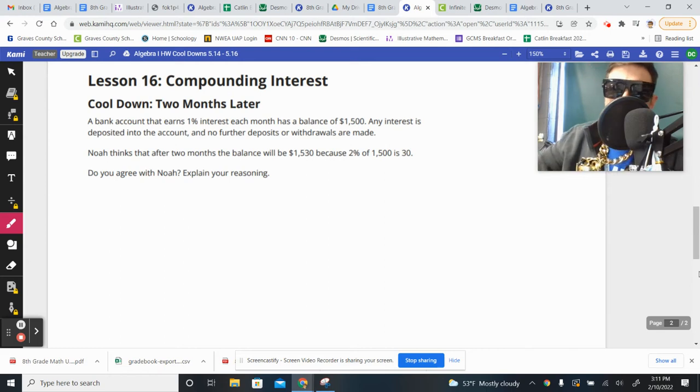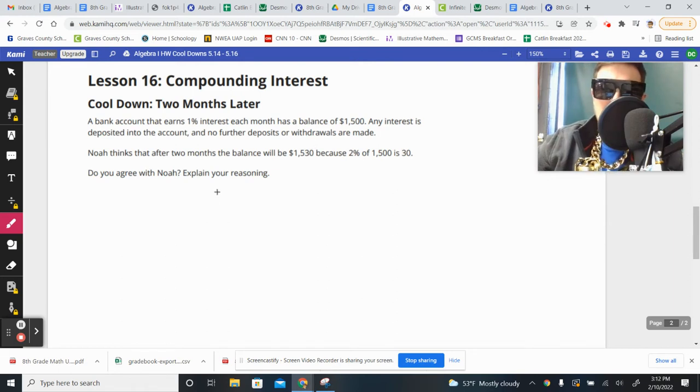A bank account that earns 1% interest each month has a balance of $1,500, and any interest is deposited into the account, and no further deposits or withdrawals are made. Now, Noah thinks that after 2 months, the balance is going to be $1,530, because he's saying 1% for the first month, another percent for the second. So that's a total of 2% of the 1,500, which is $30. And so he just added the 30 to get 1,530.